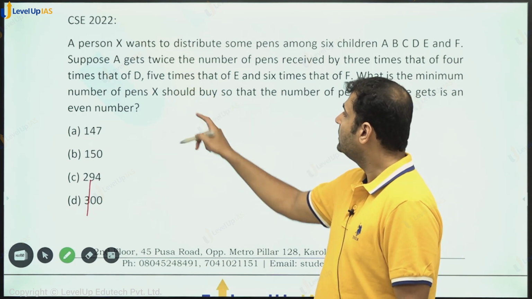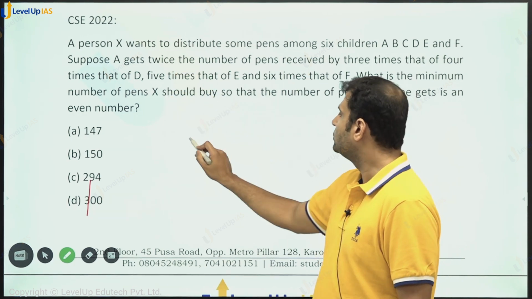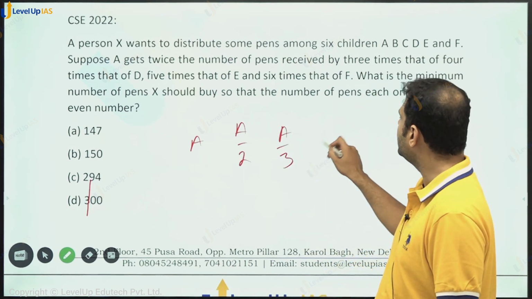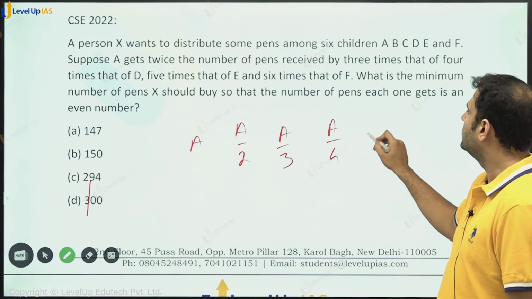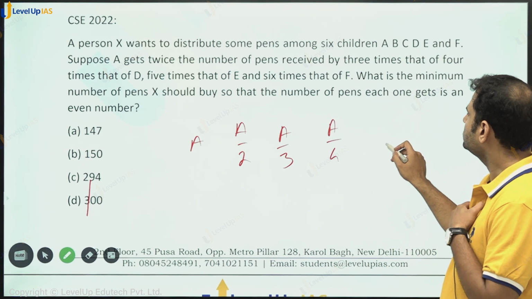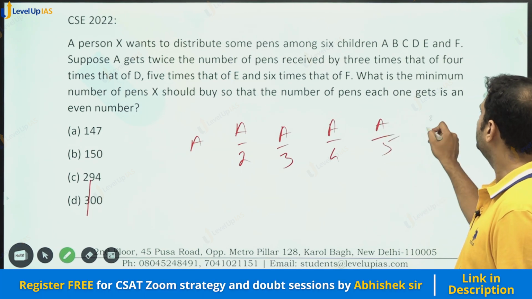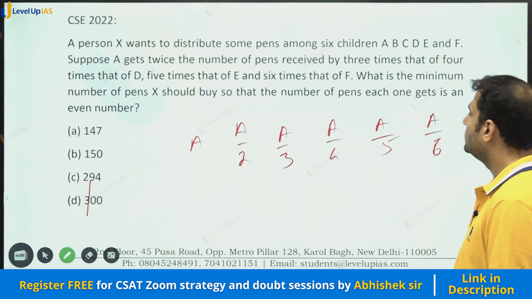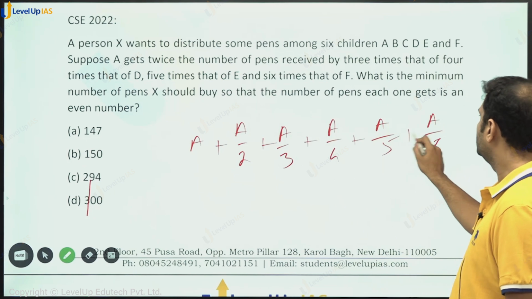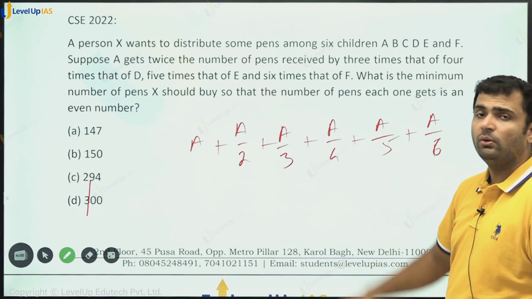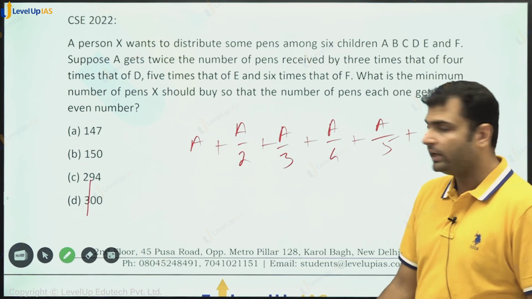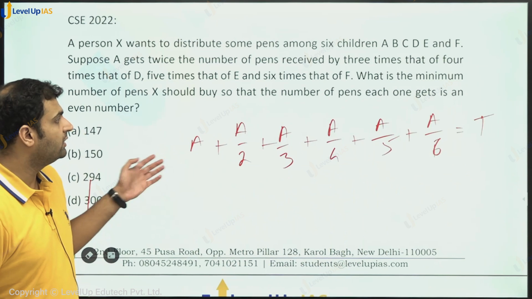So what will the others have? A is twice that of B. So what will B be? Half of A. What will C be? 1/3 of A. What will D be? 1/4 of A. And then E and F. These are the pens each of them has. So how many total pens are there? This is the total pens Mr. X must have bought. Total pens, whatever it is, correct. This is what he must have bought.